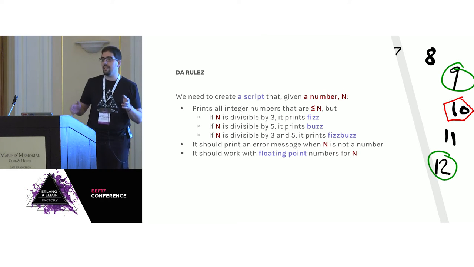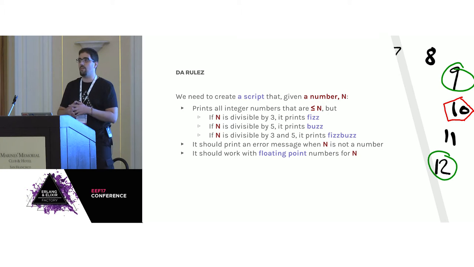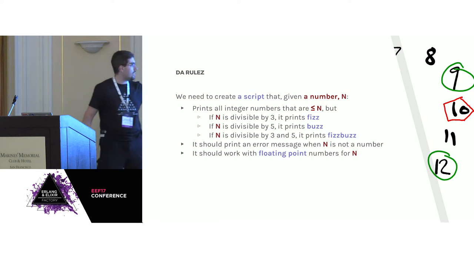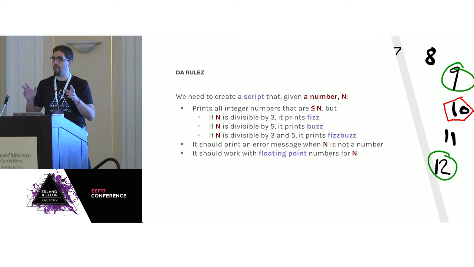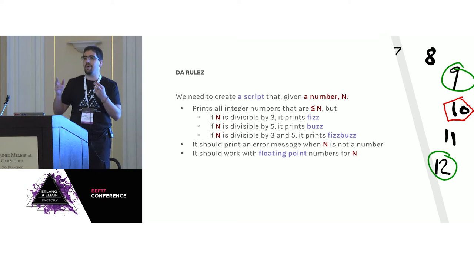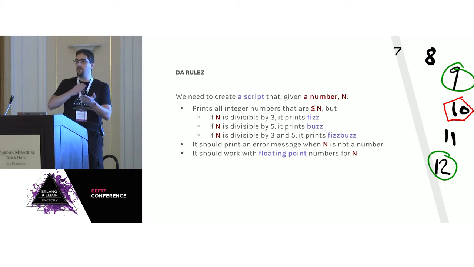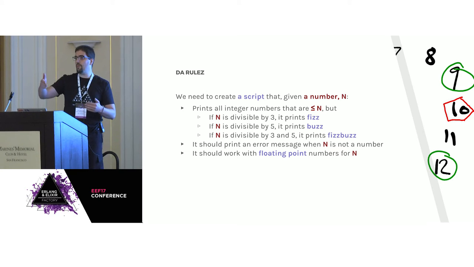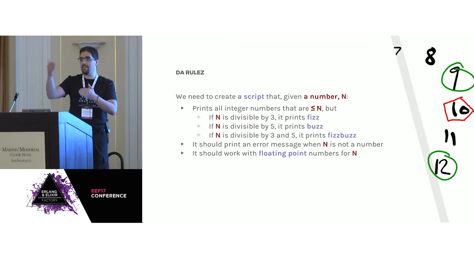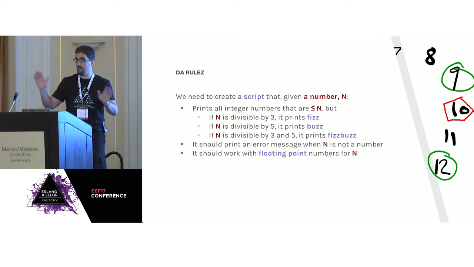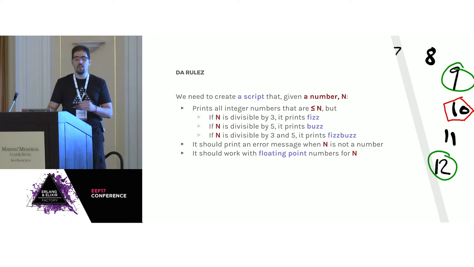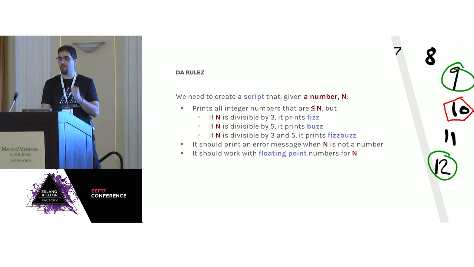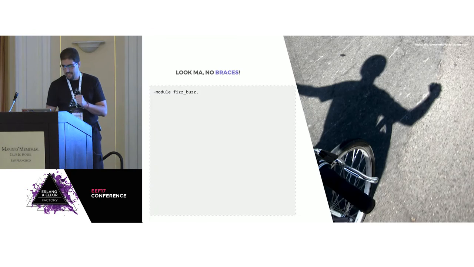The only tricky part that is not usually found in interview questions is the last one. It should work for floating point numbers. The trick here is that since it will count up to, if you put a floating point number, once we are past that point, we don't print any more numbers. Simple enough, right? OK, let's see how screwed up we can create a script for that.